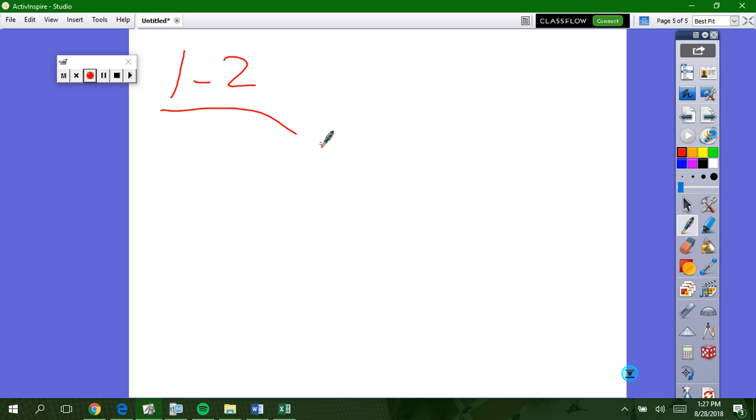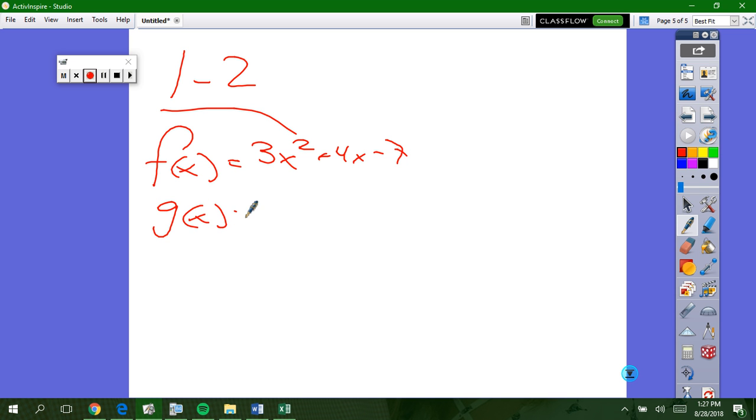Here's the hard one. You guys ready for the hard one? Division. Now it's a little bit harder. Okay, here we go. If I tell you f of x is 3x squared plus 4x minus 7, and I told you g of x is 3x minus 1.